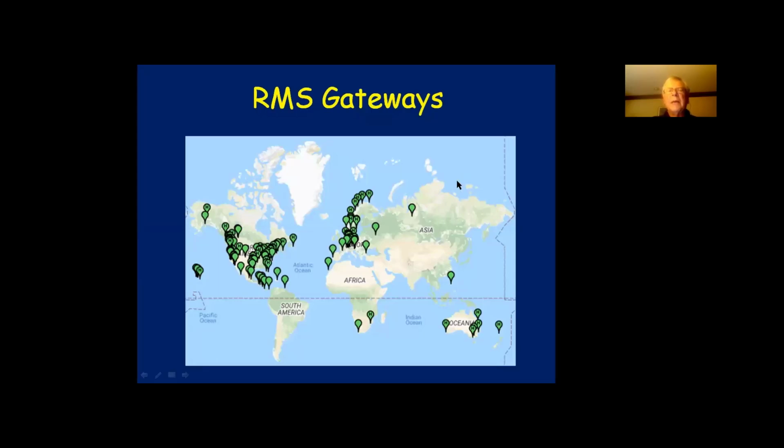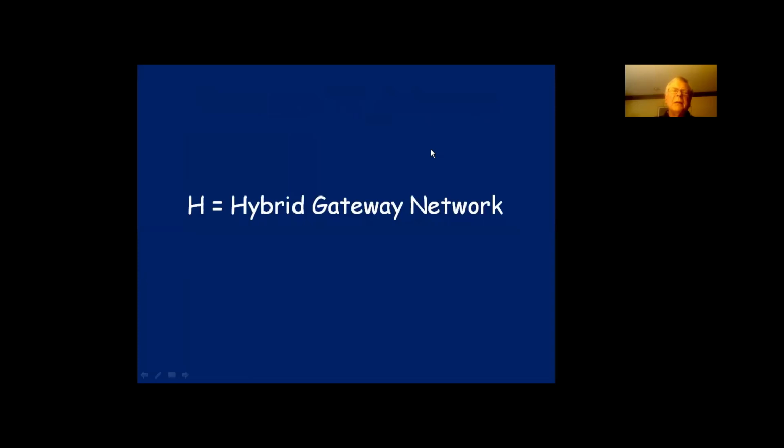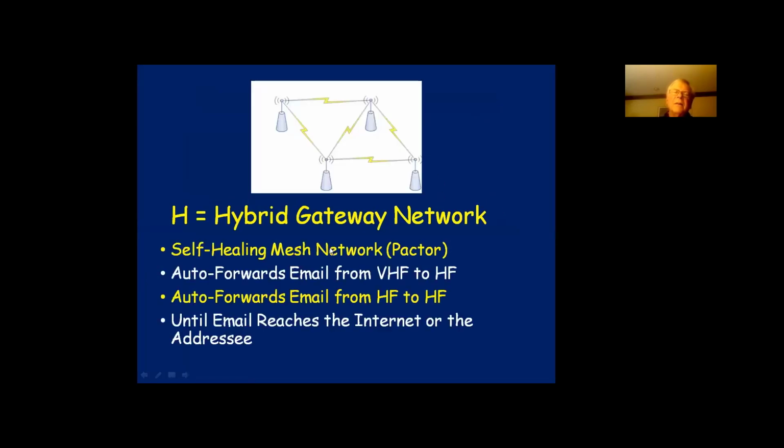So this is a map showing RMS gateways. You can see that most of them are in the US and in Europe, but a few in other parts of the world. Some of these gateways are H gateways. You can see the little H's here. These are hybrid gateways that are part of the Winlink hybrid gateway network. This is a self-healing mesh network based on PACTOR. The system autoflows email from VHF to HF and from HF to HF until the email reaches the internet or the addressee.